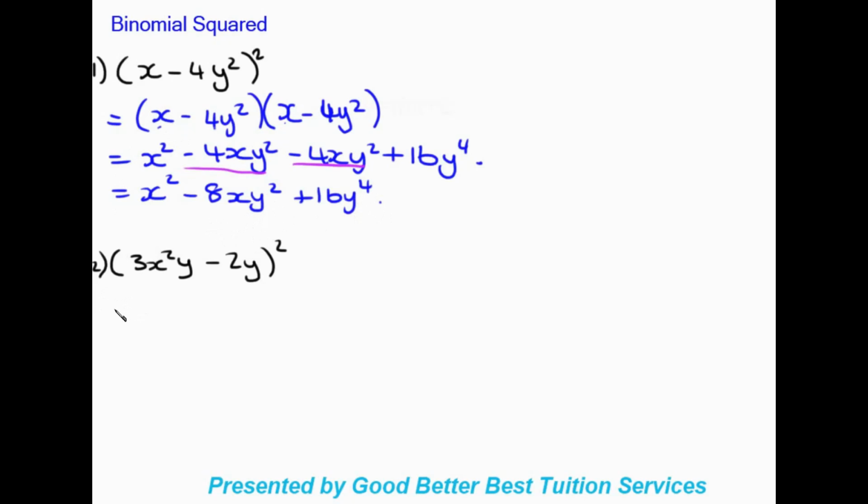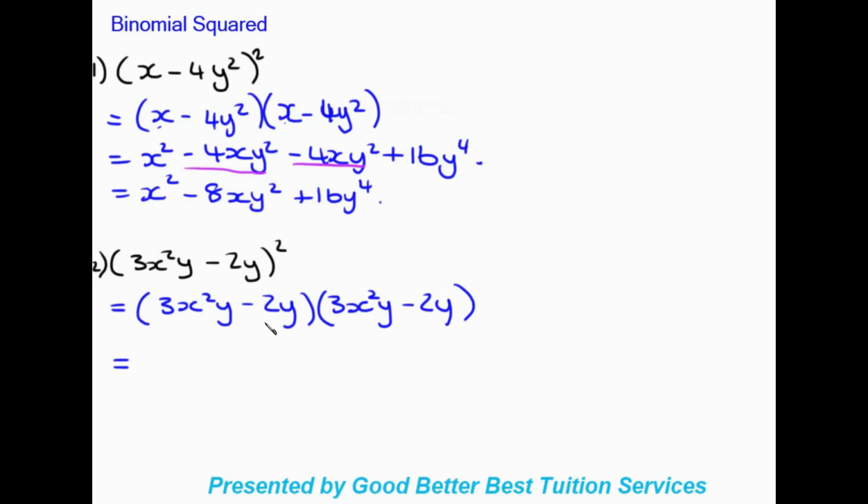Then moving on to this next one, which isn't necessarily more tricky, it's just a lot more to pay attention to. So once again, we'll write out our bracket twice. 3x squared y minus 2y, second bracket 3x squared y minus 2y. Okay, so we'll follow our steps once again.